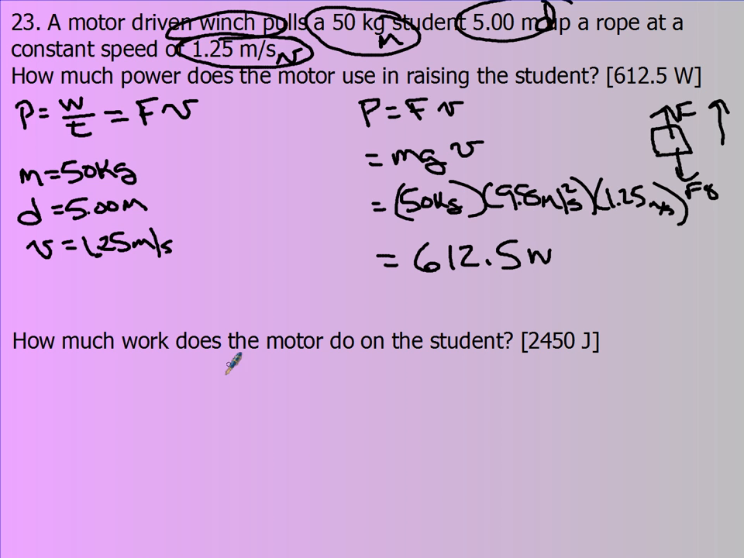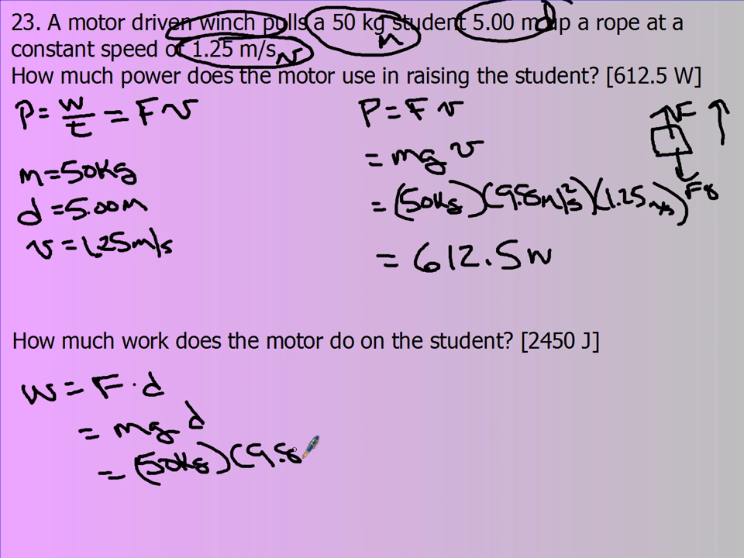How much work does the motor do on the student? Well, the work is, of course, the force times the distance. So the force is mgd. The mass is 50 kilograms. g is 9.8 meters per second squared. And, oh goodness, I don't have a distance.